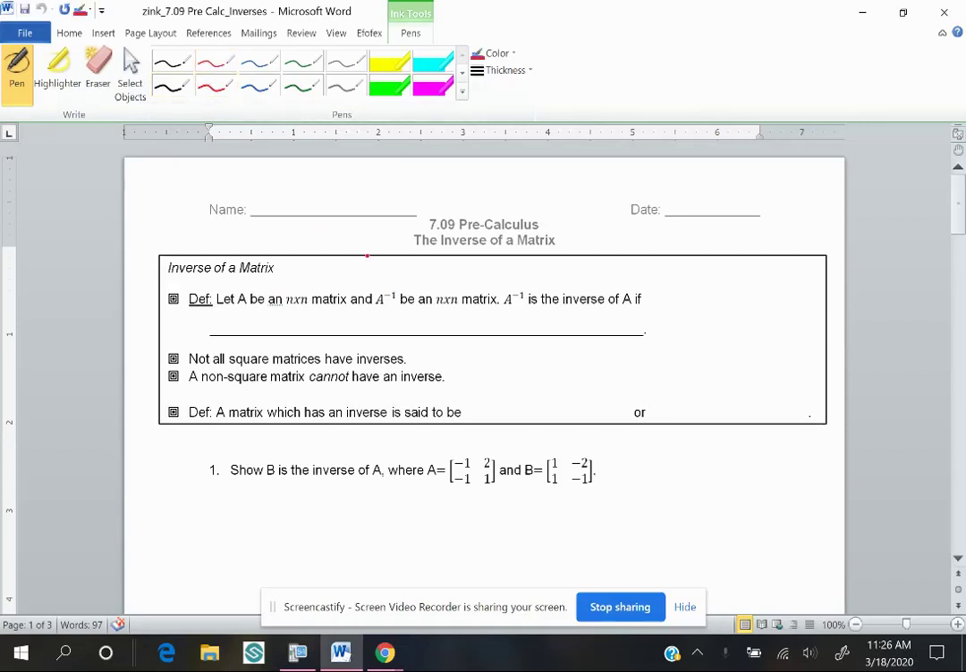Okay, we are on 7.09 today. It is the inverse of a matrix. And it's going to be good review for what we did together in class on Monday of actually solving using a matrix. So it says let A be an n by n matrix.